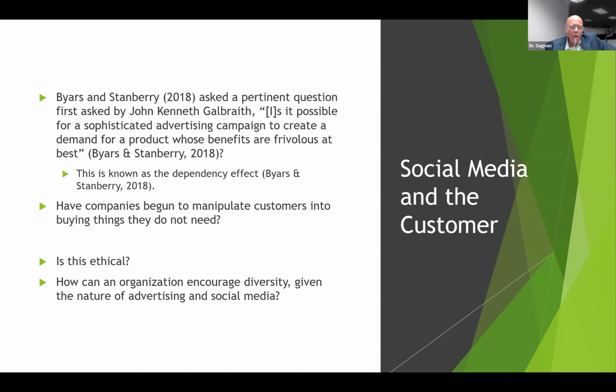Is this ethical? How can an organization encourage diversity given the nature of advertising and social media? Really think about that. If we're using social media and trying to be ethical, are we needing to spend more effort to make sure that we're also being diverse, or does social media help us in being more diverse? And this really comes out to how we use social media as a company. If we're using it to advertise, and we're going to be talking about targeted advertisements here in a little bit, and we're going to look at some of the ethicality around that. And I think that's really something important we have to think about as the modern business world and manufacturing and retail continues to go through growth through the years and the decades before us, in front of us.